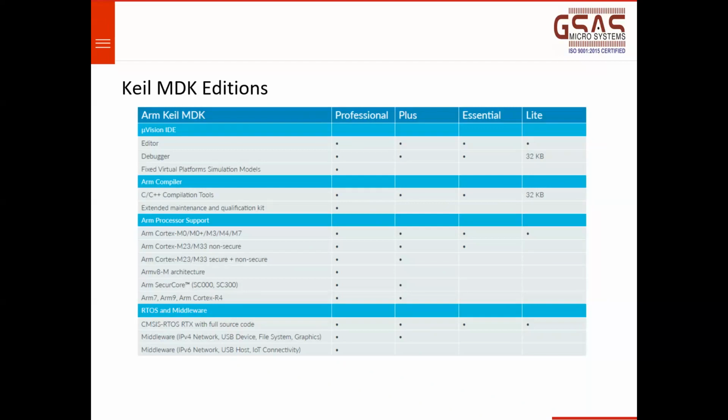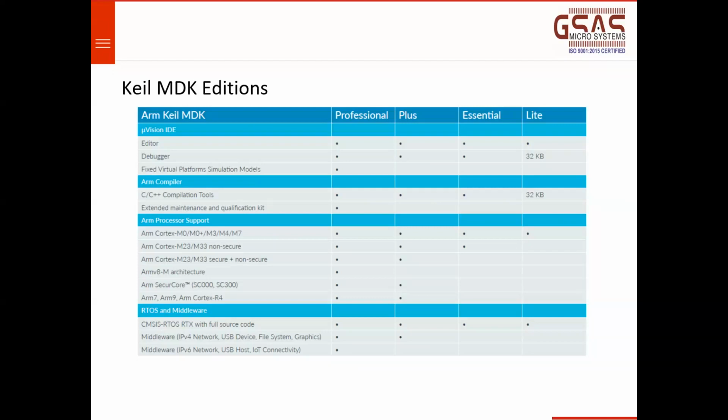If at all your application or your product is going to a market which is safety critical, for example, automotive, railways, medical, or any industrial safety rules, that is IEC 61508. So this certified version of ARM compiler can be accessed with the higher end version of Keil MDK license, which is professional. With plus and essential, you don't have that option.